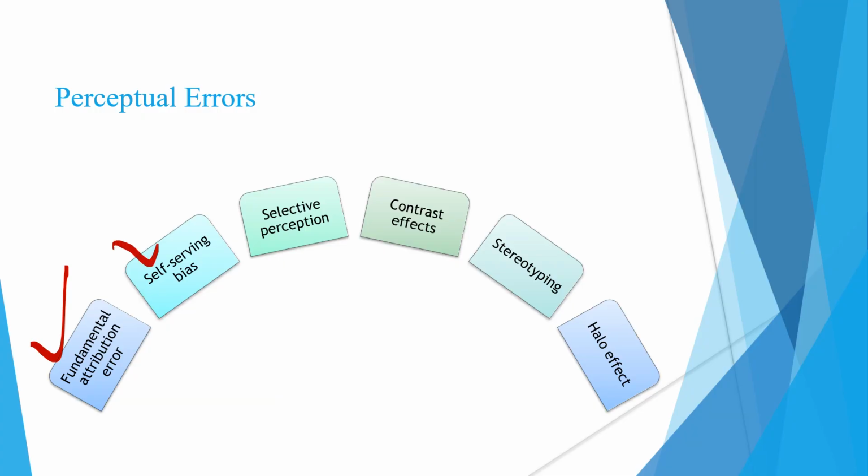Then we will talk about the self-serving bias, which is the tendency to attribute one's own success to internal factors and blame one's own failures on external factors. Then selective perception, the tendency to select and interpret what is seen based on one's own interest, background, and likings.